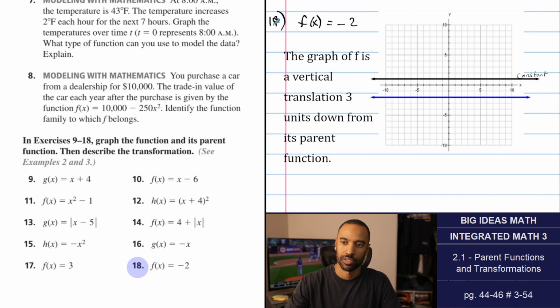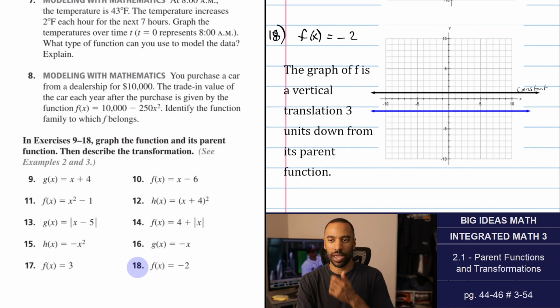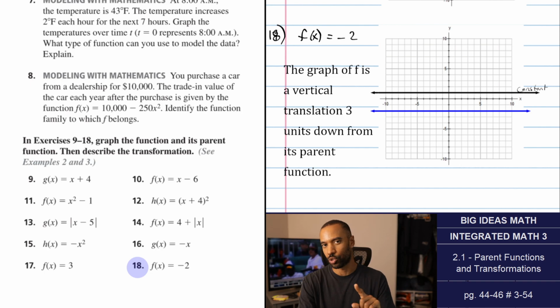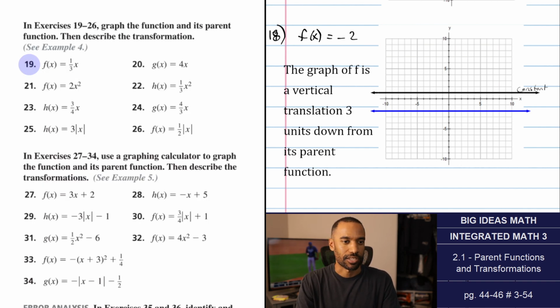Okay. All right, that's numbers 9 through 18, where we do basic graphs of a single transformation, and we described it, and we're done. All right, let's see what we got next. Numbers 19 through 26, graph the function and its parent function, then describe the transformation.